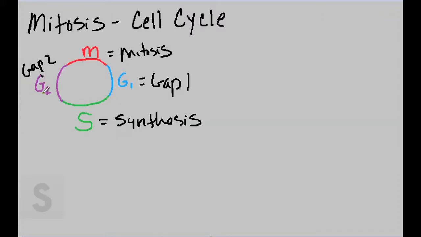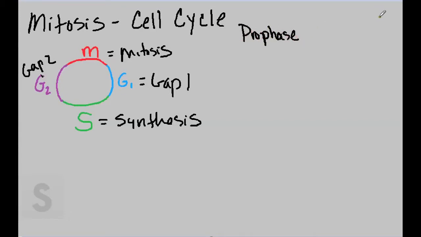The G2 or the gap 2 phase is used by the cell to make sure that everything is ready to undergo mitosis. And then finally, we have the process of mitosis or the M phase. Let's break down mitosis and look at the different phases within mitosis. The first phase of mitosis is known as prophase.